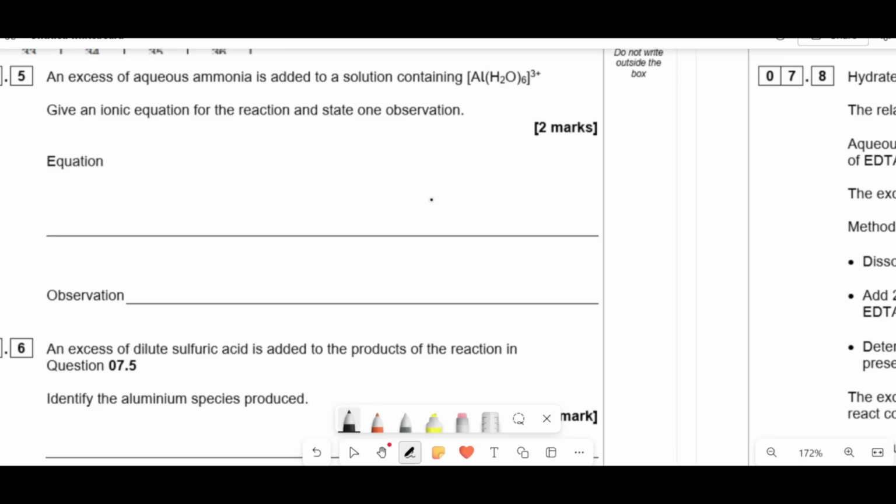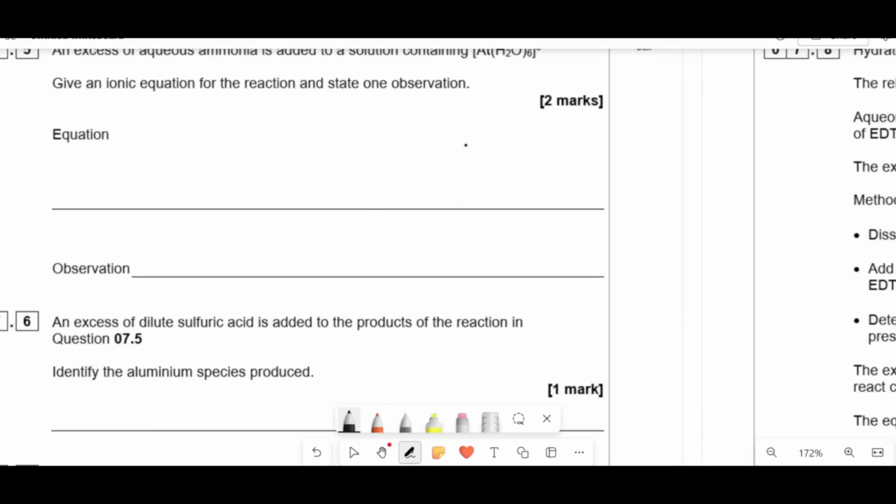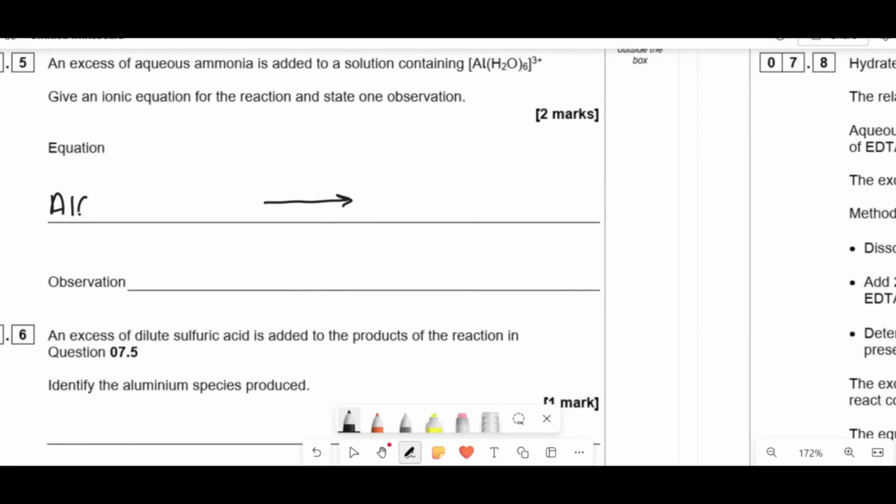There you go. An excess of aqueous ammonia is added to this solution. Give the ionic equation for the reaction, and then state one observation. So a lot of people got the observation right, but they just have no clue what to do with the equation. Just look at what the question's told you. It said here that we're reacting. Yes, it's ionic. Fine. You can write the whole thing and then turn it into ions later if you want. But here, what have we got? We've got Al(H2O)6 3+.